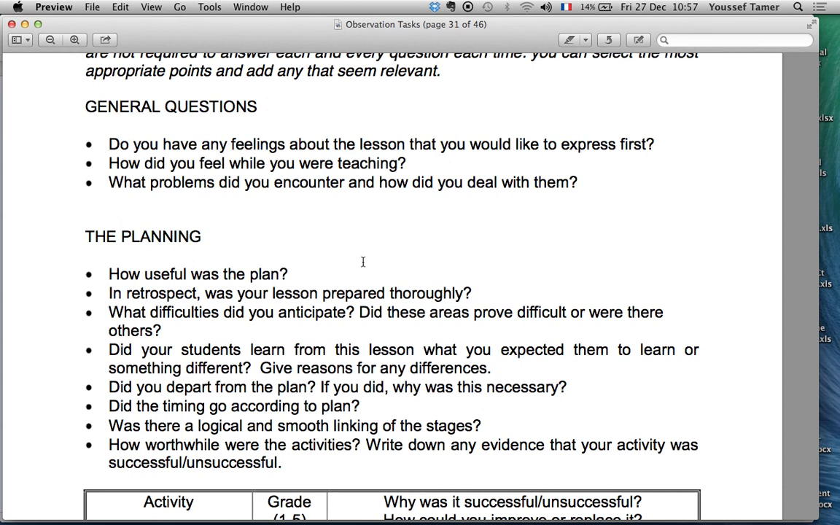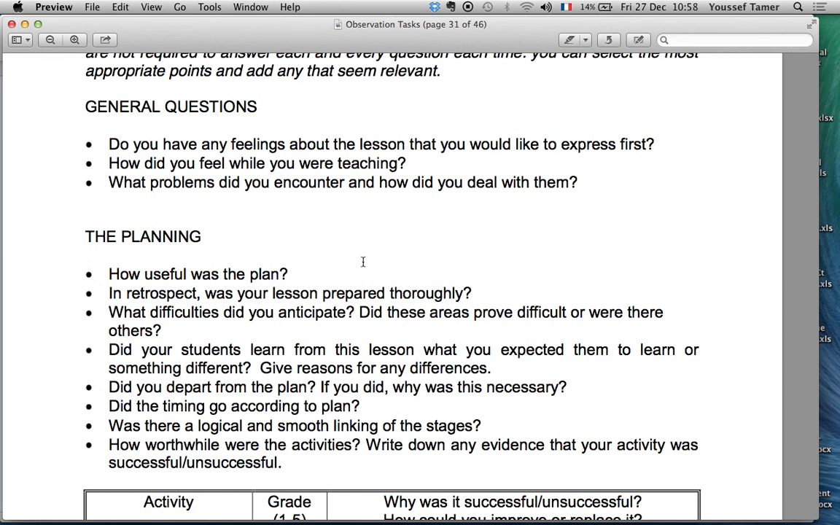The planning. On the difference, again, you can provide feedback on the different aspects of the lesson, okay? The planning. How useful was the plan? In retrospect, was your lesson prepared thoroughly? Did you prepare your lesson plan before you go? Did you read about the topic you are going to discuss?